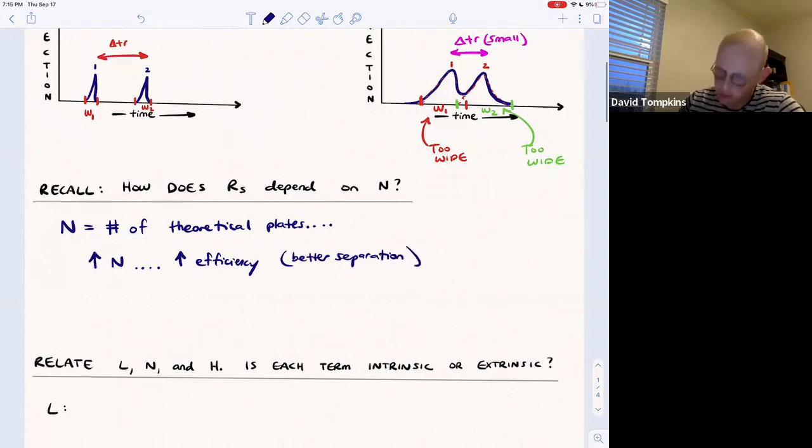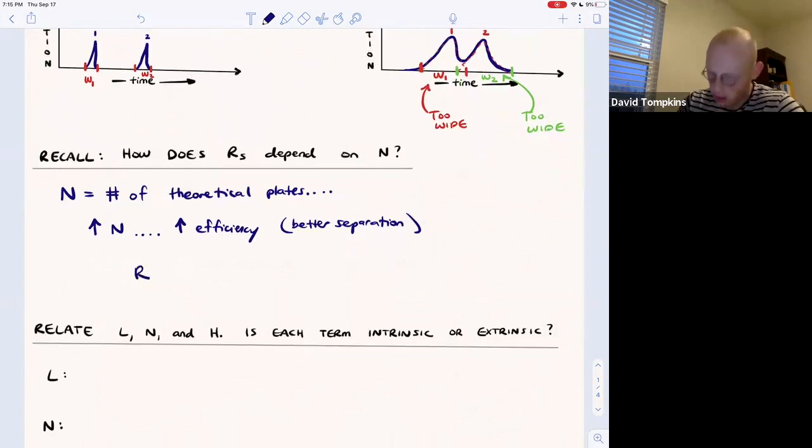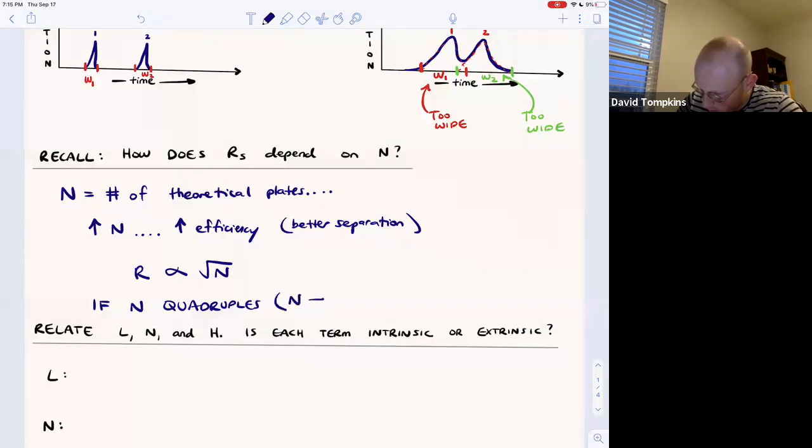Specifically, the resolution is proportional to the square root of the number of plates. So if N quadruples, or goes from N to 4N, then the resolution, RS, doubles. It goes from RS to 2RS.